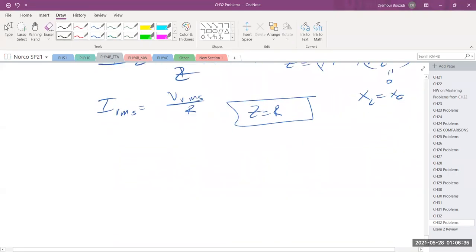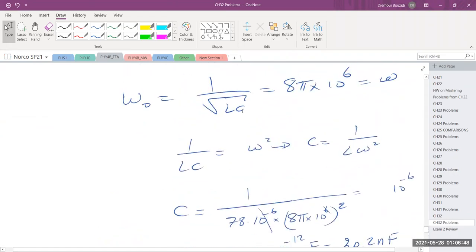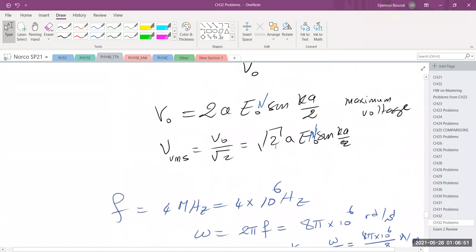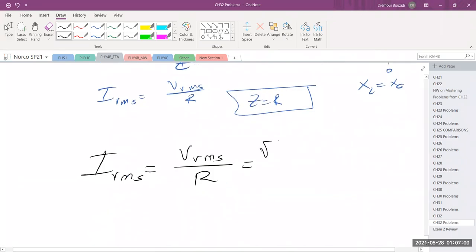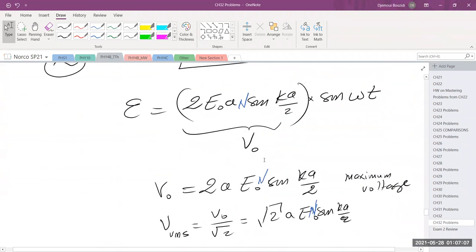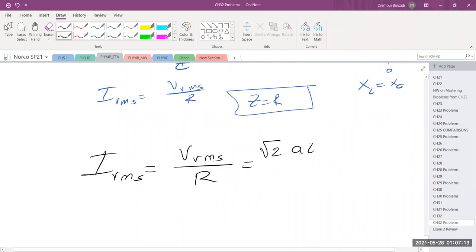Let's go back to black in here. In order for me to find the IRMS, IRMS is the VRMS that we found up there divided by R. And we have the VRMS. Don't forget the N in it. I just plugged it back in. So it has square root of 2 A times N times the sine of KA divided by 2, divided the whole thing by R. So we have square root of 2 times, what is, I forgot, E naught. Times A times E naught times N divided by R and times that sine of KA over 2.